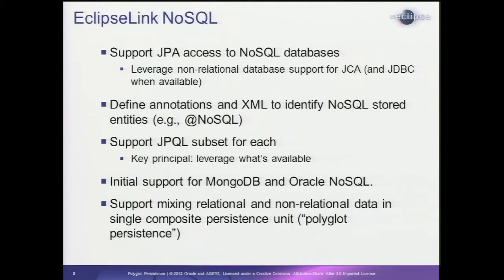So we want to extend that over to NoSQL databases. Like, why not? So why can't I have NoSQL source data and relational data? It's all just Java objects in memory, so why can't I mix them together? So this is the sort of the polyglot persistence, right?